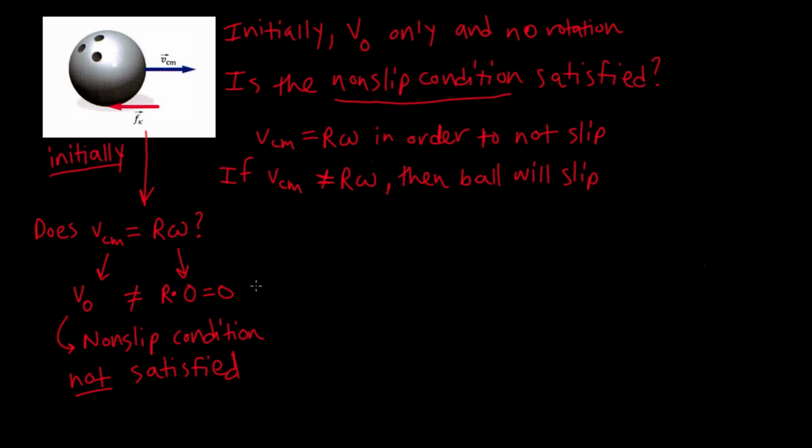So since the non-slip condition is not satisfied, what we can write is that the velocity of the center of mass does not equal the radius times the angular speed. And what we can write is that the velocity of the center of mass is greater than the radius times the angular speed, because we know that the velocity of the center of mass is just equal to the initial velocity, and the initial angular speed is 0.